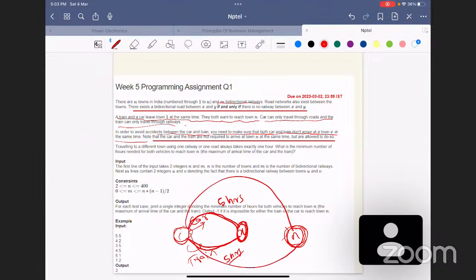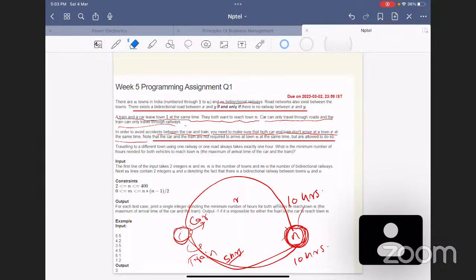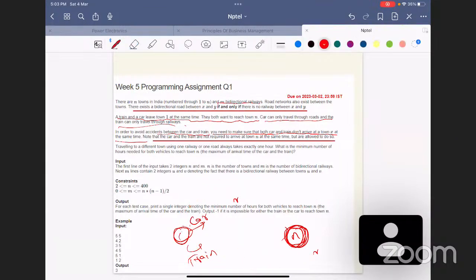But for the destination, this is not a constraint. The car and train can arrive at the destination simultaneously. So if the car takes 10 hours to arrive at the destination, the train can also take 10 hours. This is something which needs to be kept in mind. Now, traveling to a different town using one railway or one road always takes exactly 1 hour. What is the minimum number of hours needed for both vehicles to reach town N?